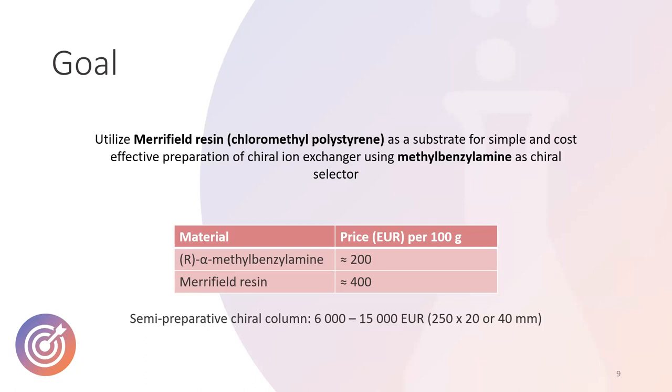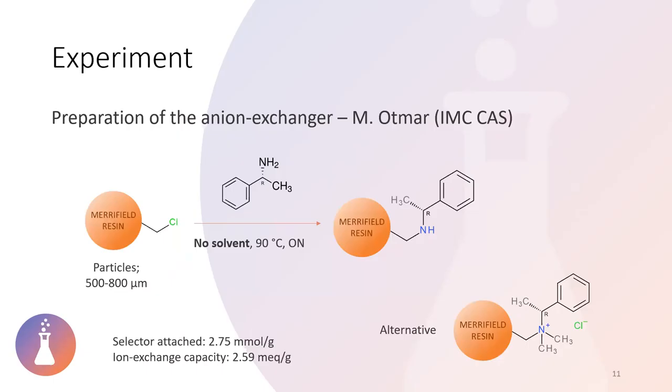I'll explain more. There's just a brief comparison of the prices. There's the price in euros for 100 grams of our precursors, and there are only two of them. If you compare it to the price of a semi-preparative column that is commercially available today, you can see that the difference is just huge, because these columns are really expensive. And that brings me to the experiment finally, where, as I said, we have two precursors. We have our resin, which is in the form of particles, and that we combine with methylbenzylamine, which is in no solvent, which is great because this is a liquid.